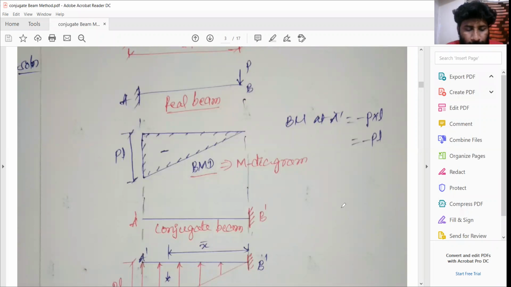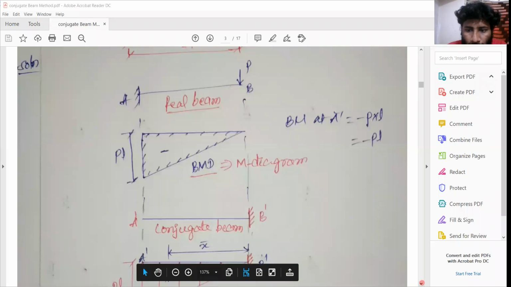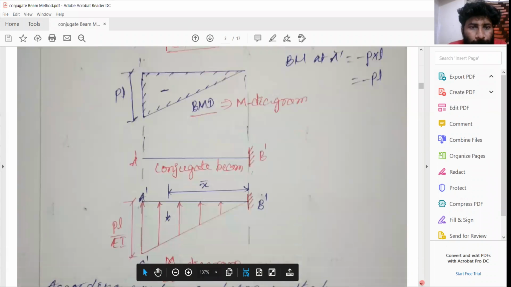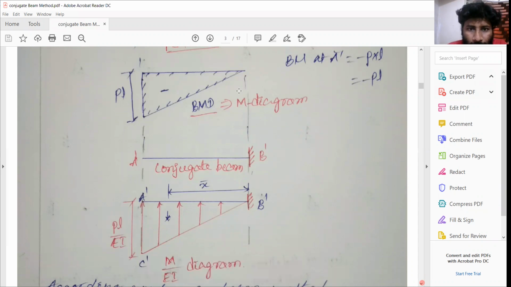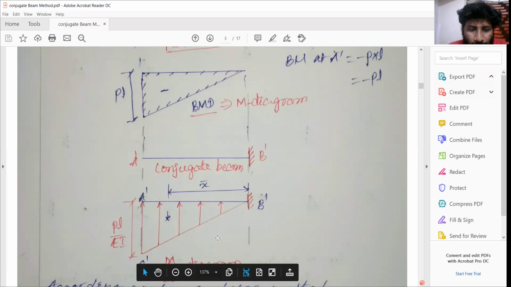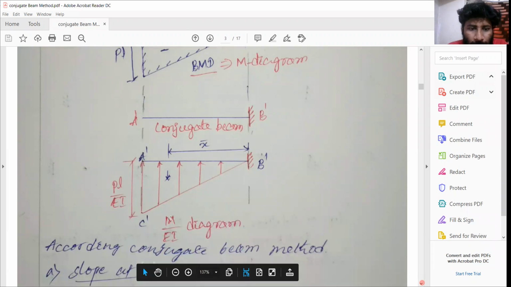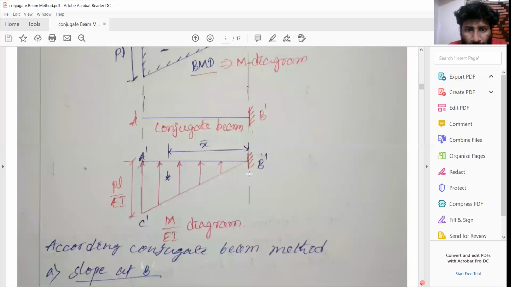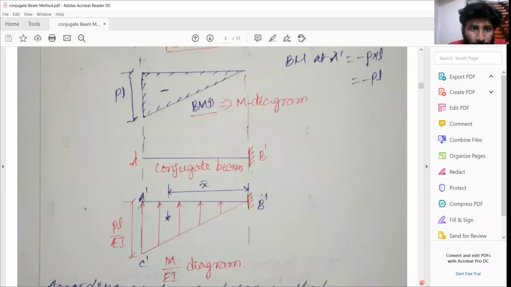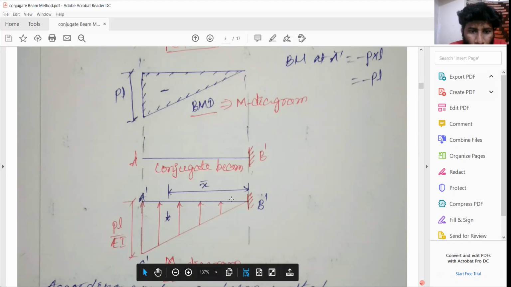After finding that, whatever bending moment diagram I have written here is also called the M diagram. Now once we find the conjugate beam, we have to apply the load on it. The load on the conjugate beam is always the M by EI diagram, as written here. The same conjugate beam is written here, with a free end and a fixed support. Now whatever the BMD is, write the same BMD here.